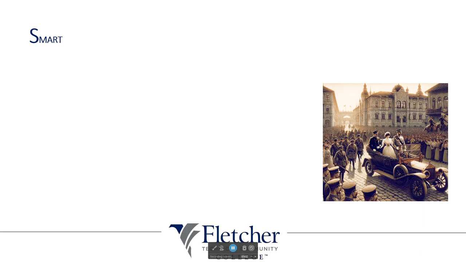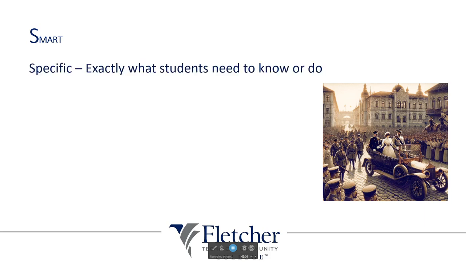First, let's look at the S in SMART. S stands for specific. Imagine you're giving directions. You want to ensure they're clear so that the person can reach their destination without any confusion, right? Similarly, being specific with our SLOs means we're providing clear, unambiguous goals for what we want our students to learn or achieve. This clarity helps students understand exactly what's expected of them and guides us educators in designing teaching activities that steer them towards that destination.